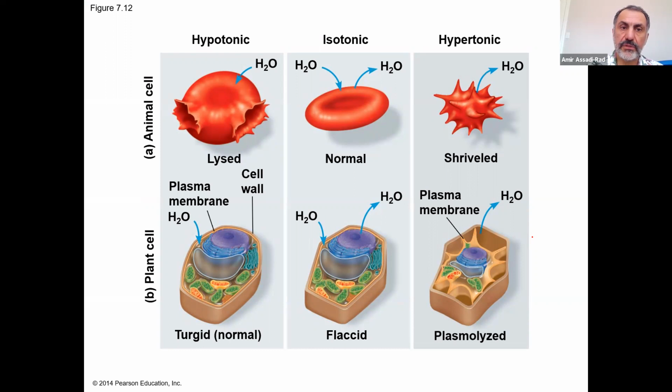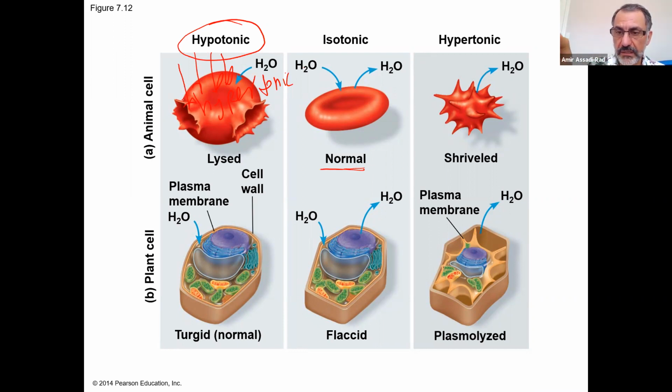In the case of animals, they call it lysed, or shriveled, and normal in an isotonic solution, where inside and outside are the same. In plants, they call it turgid, normal, and plasmolyzed. So when it is hypotonic, there is less solute outside of the cell, and inside of the cell is hypertonic. A lot of water goes inside of the cell. When a lot of water goes inside of the cell, the cell dies.